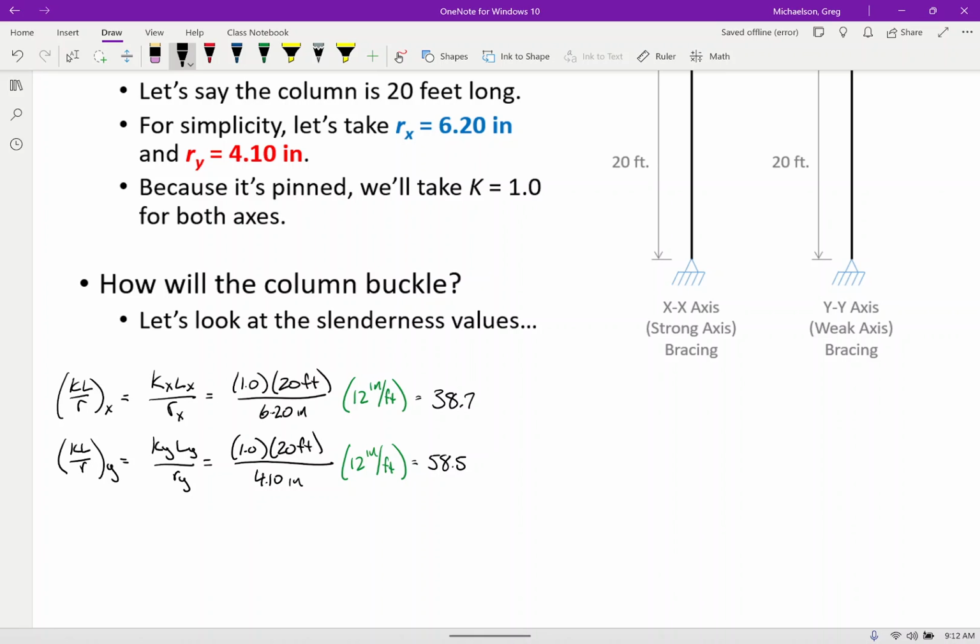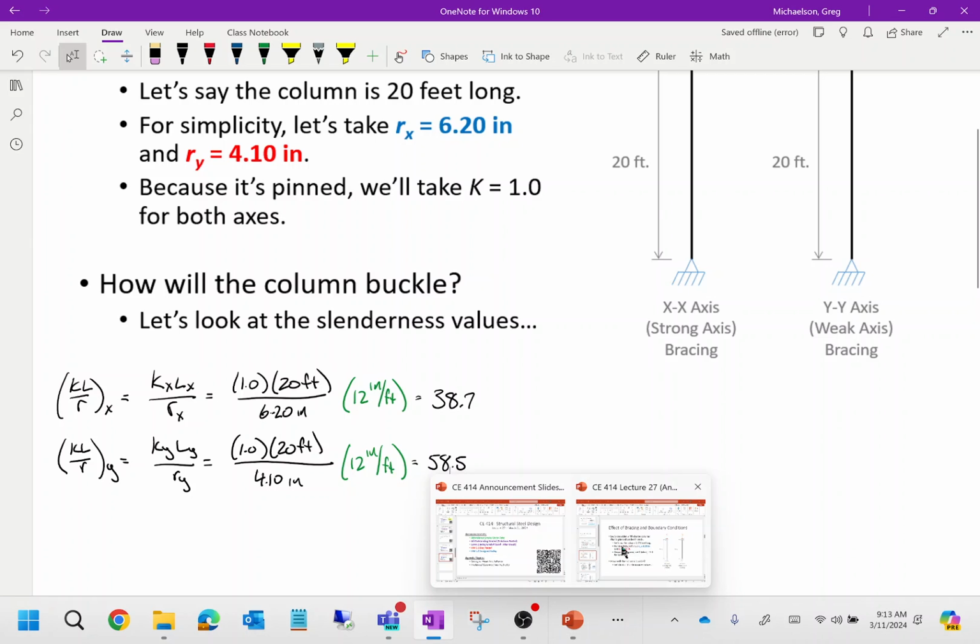I propose that for a given I-shape, if everything is the same across the x-axis and the y-axis, because Ry is smaller, this is always going to happen. It's always going to buckle this way and not this way. It's buckling like this, left to right. It's not going to buckle this way. Does that make sense?